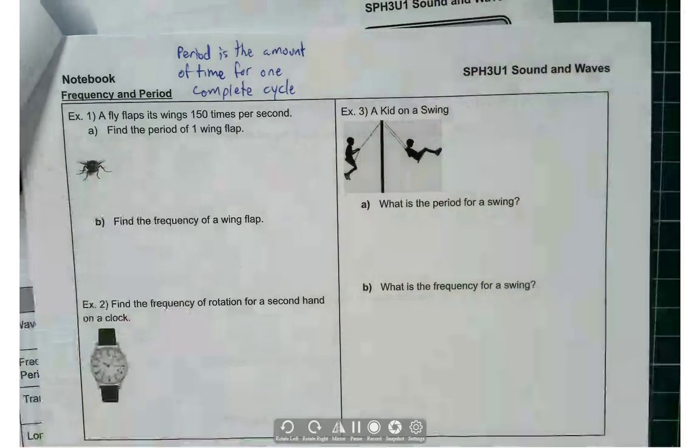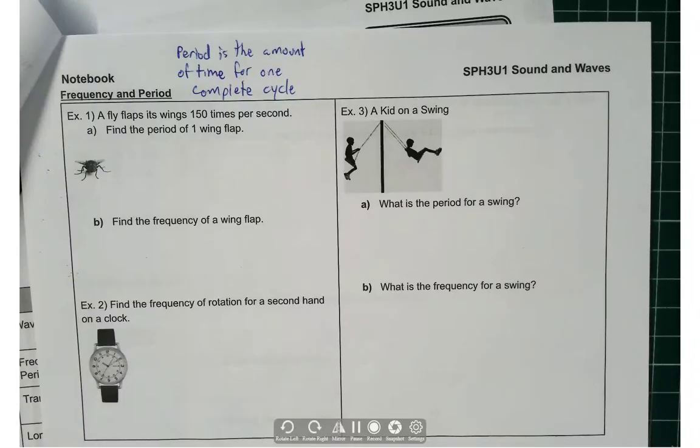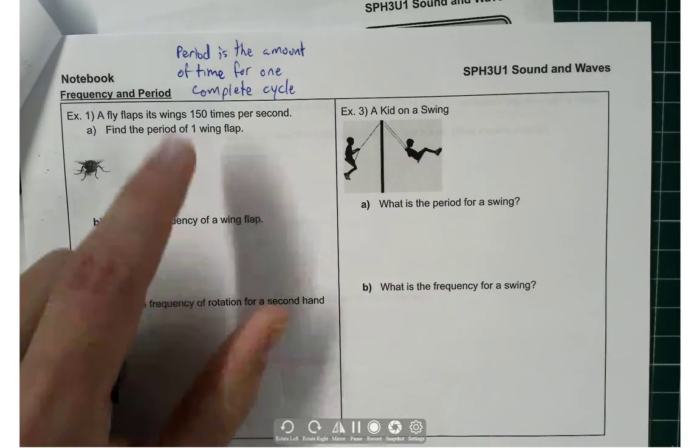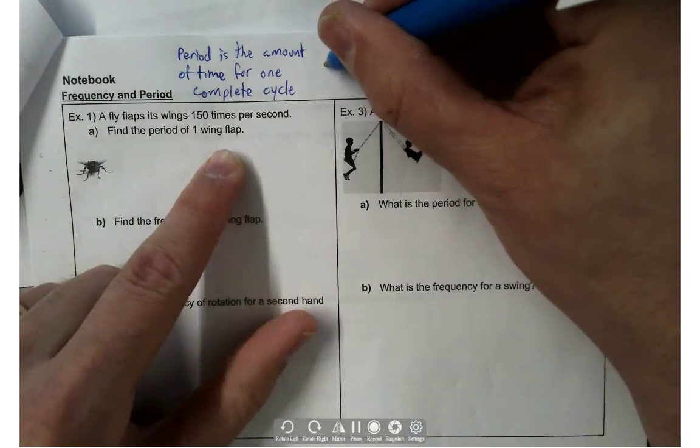So what's the period for a year? 365 days. That's one complete cycle. Doesn't matter if it's a wave or an orbiting body. A period is a period, a repetition cycle. Okay.